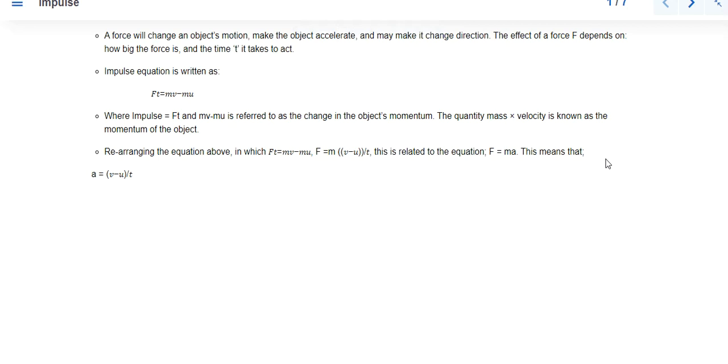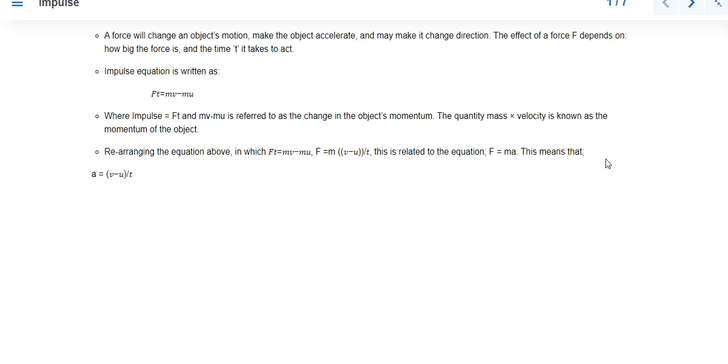Welcome to class. Today, we'll be dealing with the idea of momentum under force and motion. But at first, let's deal with impulse. A force will change an object's motion, make the object accelerate, and may make it change direction. The effect of a force F depends on how big the force is and the time t it takes to act.